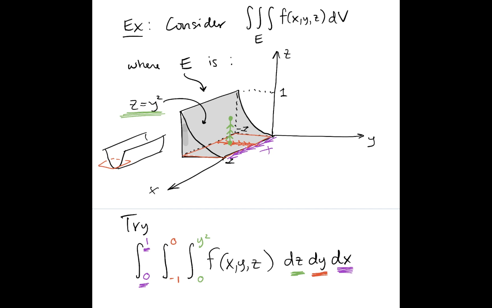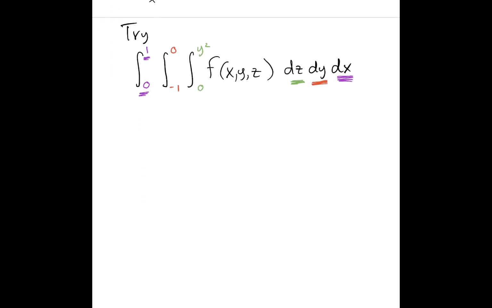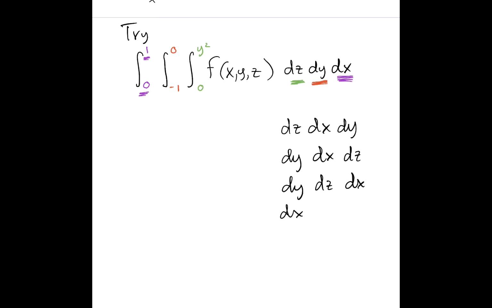Now, I will leave you with one thought. There are lots of other orders of integration. We could have gone dz, dx, dy. Or we could have gone dy, dx, dz. Or dy, dz, dx. Or dx, dy, dz. Or dx, dz, dy. 6 total orders. And depending on one's perspective, the limits of integration will be different.